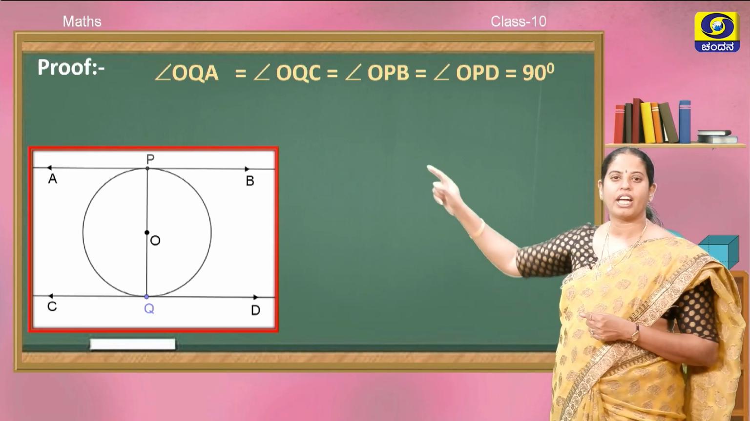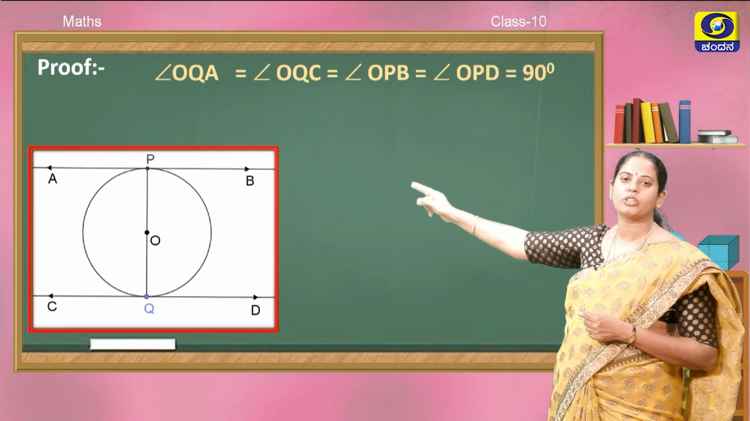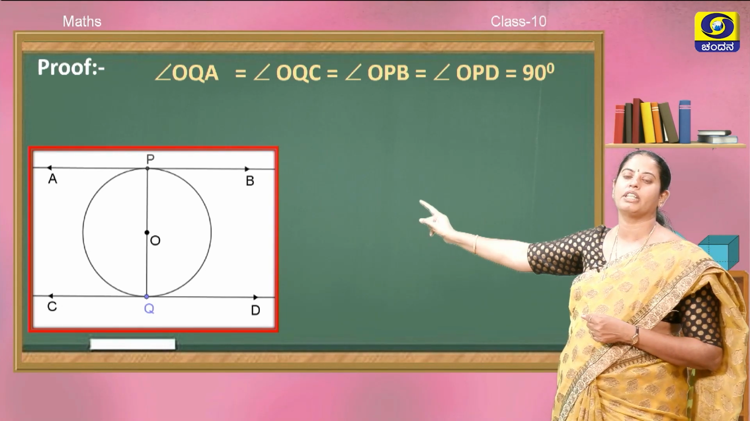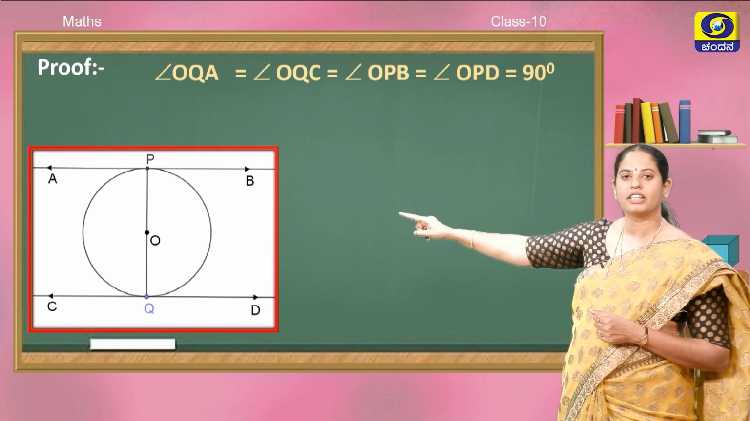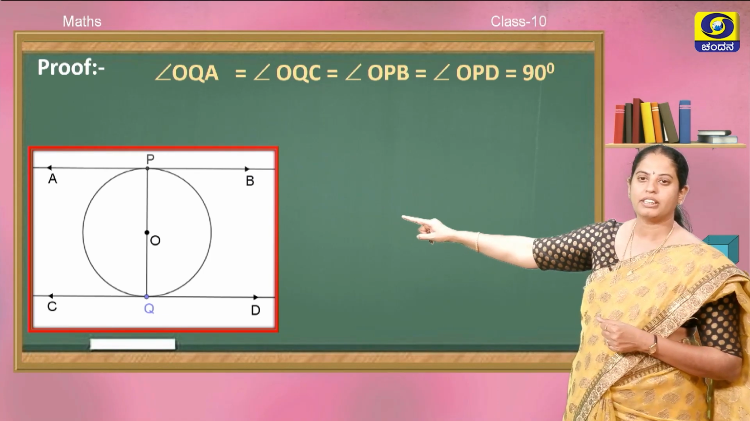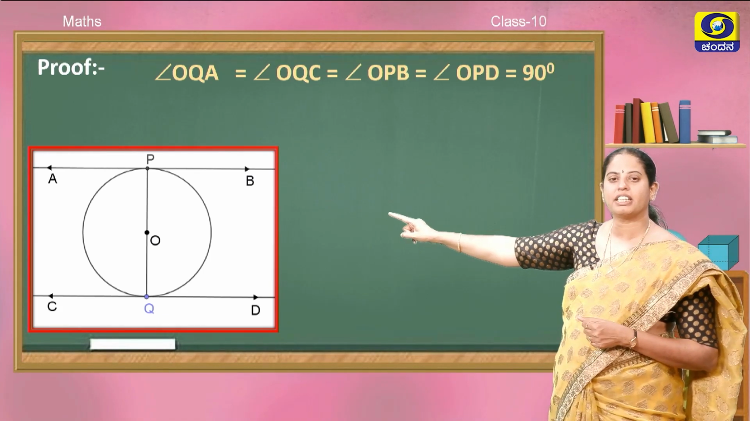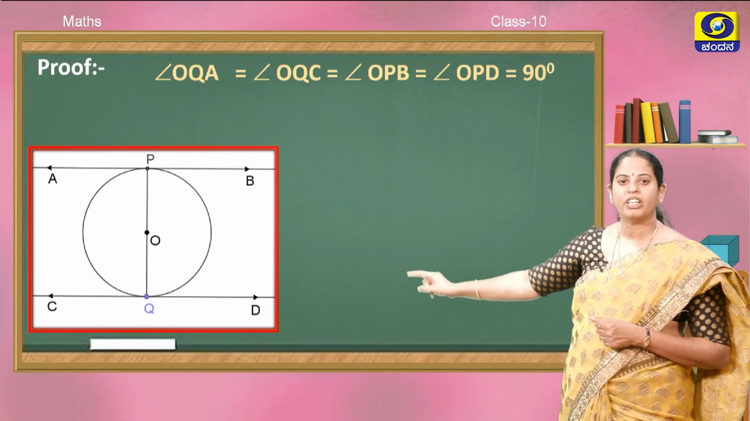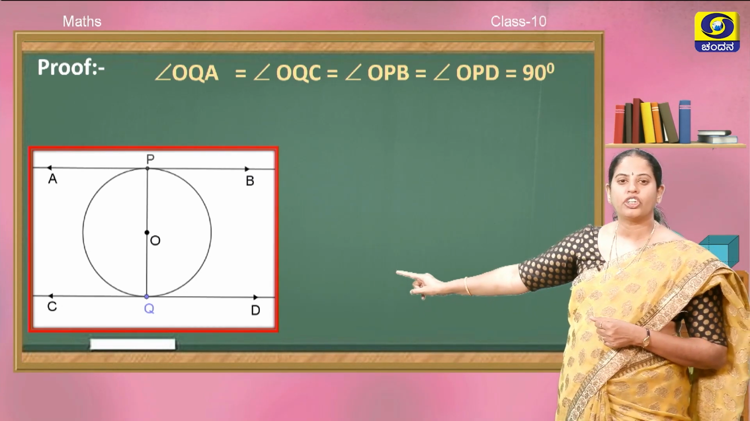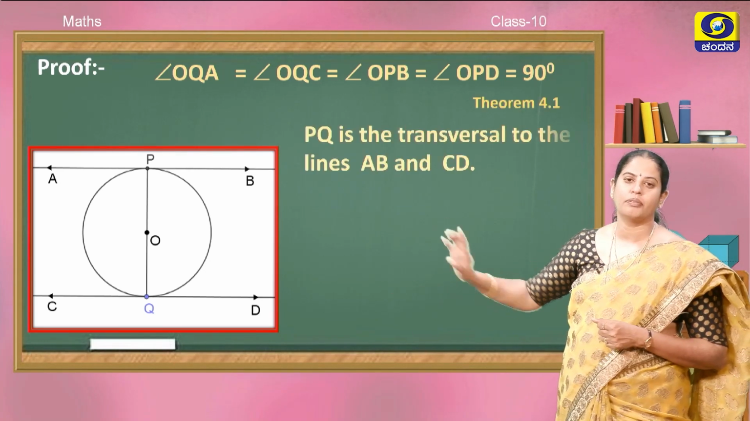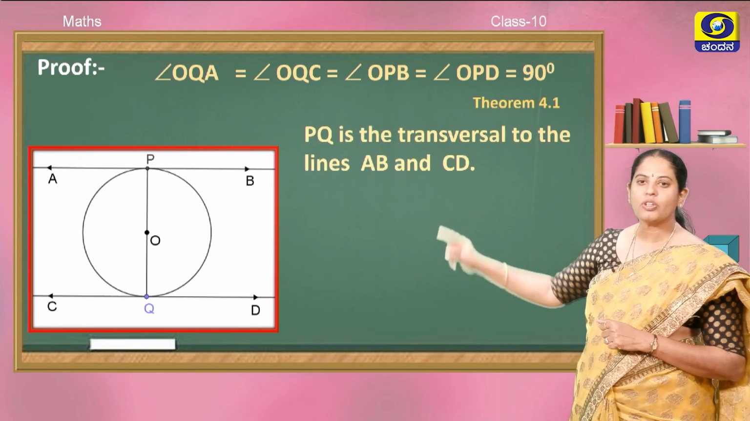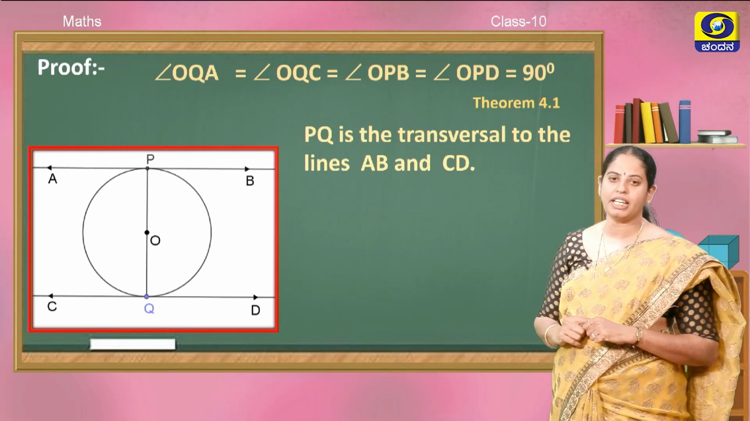We know angle OQA, angle OQC, angle OPB and angle OPD are 90 degrees, because OP is the radius drawn to the tangent at the point of contact, hence it is perpendicular. Here OQ is the radius drawn at the point of contact Q. See, OQ is also perpendicular. Therefore, PQ is the transversal to the lines AB and CD.